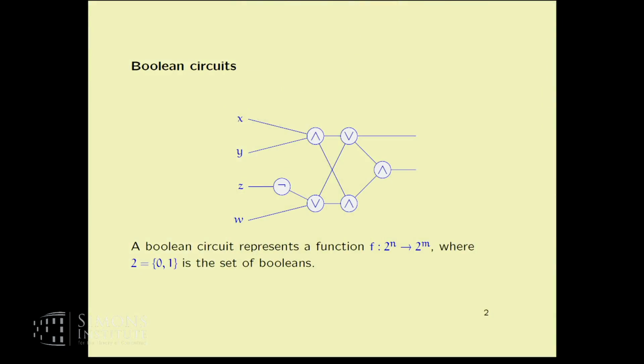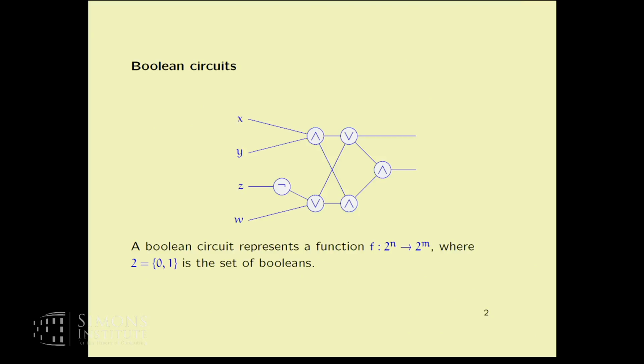Okay, and a Boolean circuit, of course, has, whoops, I need to learn how to use the pointer here. It has some inputs. Often we take the circuits to just have a single output, but of course they can also have multiple outputs. And so a circuit really describes a function from 2 to the n to 2 to the m, where 2 is the set of Booleans. And sometimes the function is reversible, meaning invertible, and sometimes it's not.